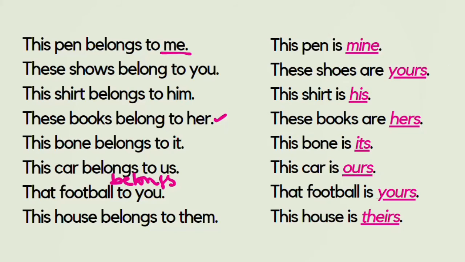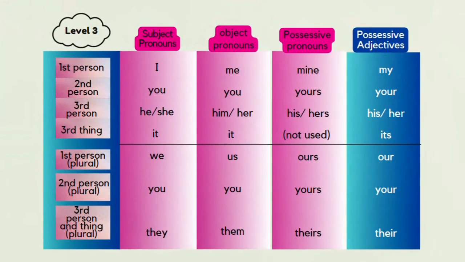With this, we are at the end of level 3. Here, our kids know what subject pronouns, object pronouns, and possessive pronouns are, along with possessive adjectives. To teach possessive pronouns, you just need to make some sentences, or worksheets will do the same.